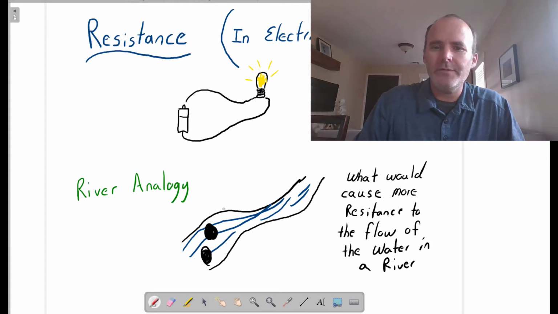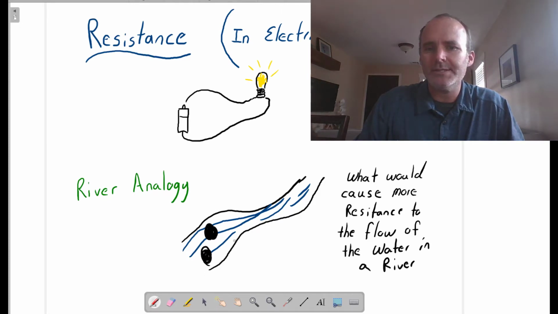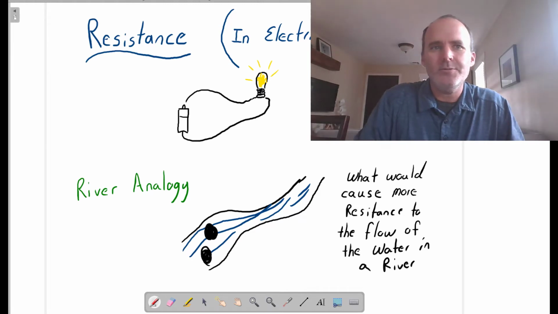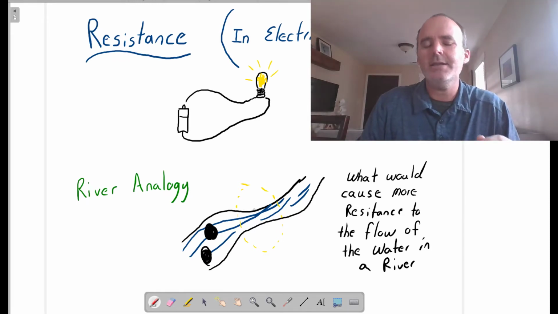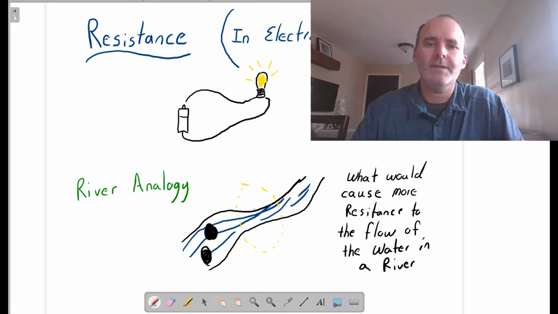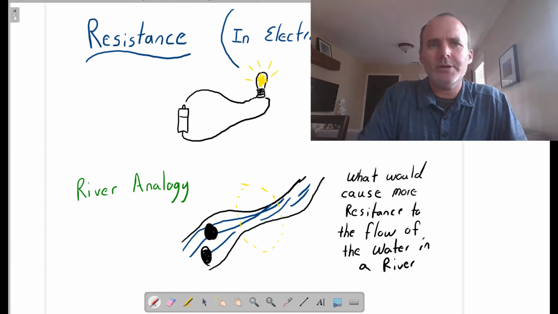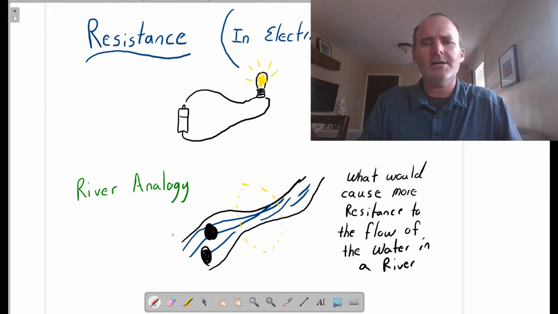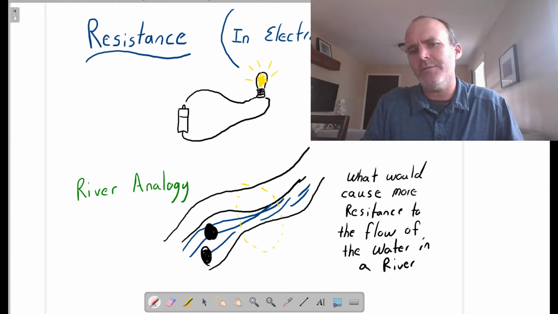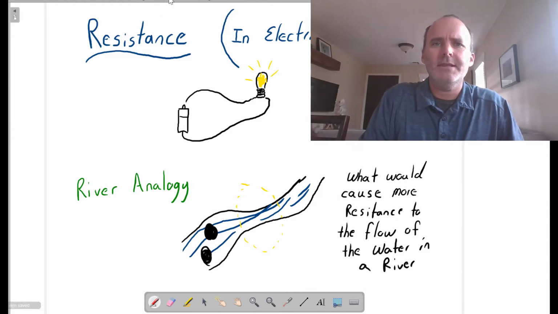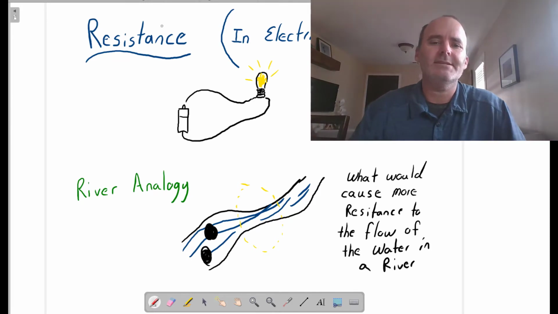Also, where in this river would there be the most resistance to flow? You might think right here, right? It's got to go through this tiny bend in the river, so it all has to go through this tiny spot. So that's going to resist that current flow. And that last thing, this one's a little bit trickier to see, but what else would cause more resistance? That would be how long that river is. If that river was really, really long, then there would be more resistance to that flow.